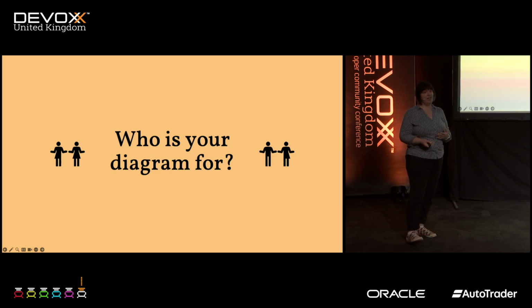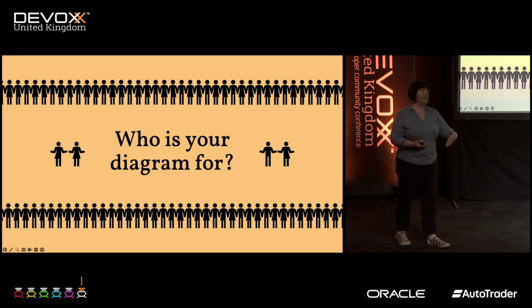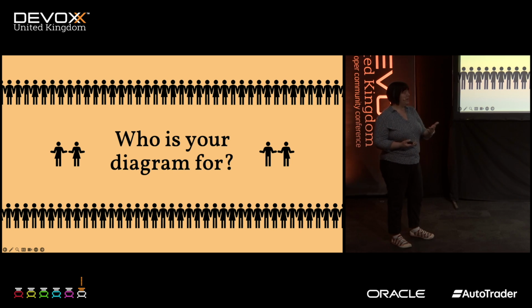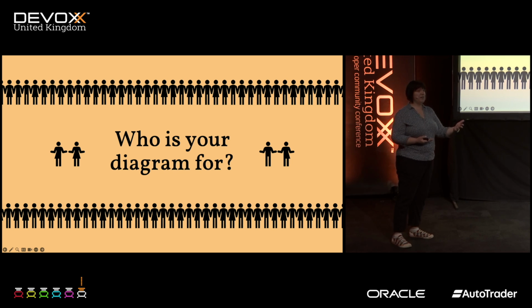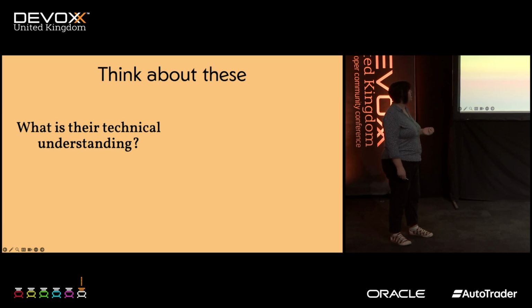So we need to be thinking about who the diagram is for, not just going, oh, I've been told to create this diagram. And if you have been asked to create a specific diagram, you then need to think or ask, who is this diagram going to be for? Because that will determine what you're going to put in it. So there's a few questions that you need to ask yourself. The first is, what's their technical understanding?